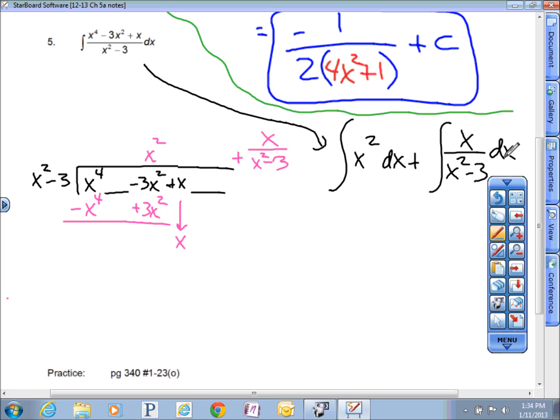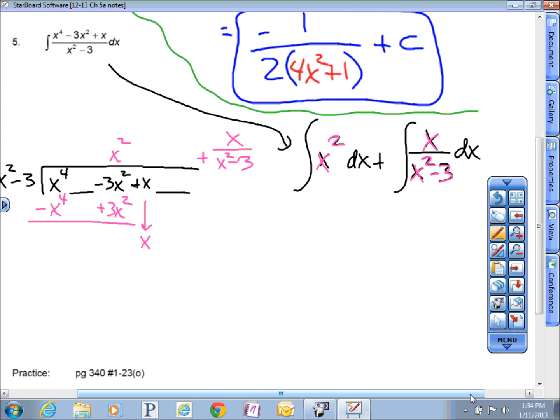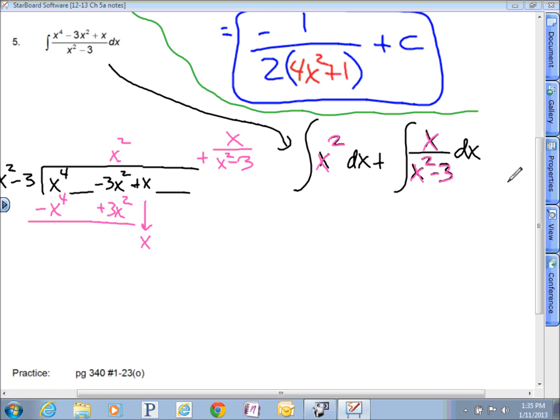So here we turn this thing into, there's my x squared, and there's my x over x squared minus 3 that came from my long division. So now, can we integrate this thing? Well, that's going to be the neat trick. If we go to integrate this thing, I can certainly do that first one. The second one's the one that's going to probably take me a little bit of time.